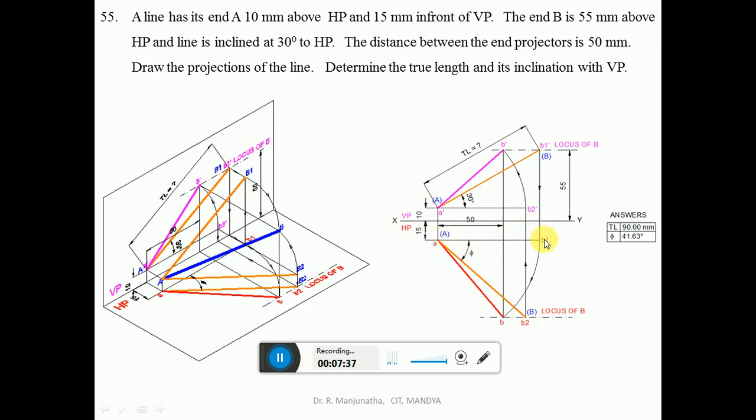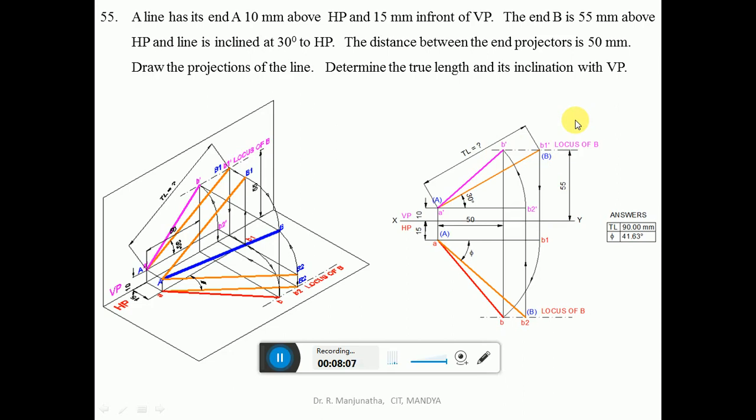and draw a horizontal line. And consider any point and draw a vertical projector, so that it cuts these 2 horizontal lines in the front view as well as in the top view. And you mark these points as A dash and A. Now, the distance of B above HP is given to be 15 mm. So from the XY line you measure 15 mm and draw a horizontal dash-dot line and you mark this as the locus of B.